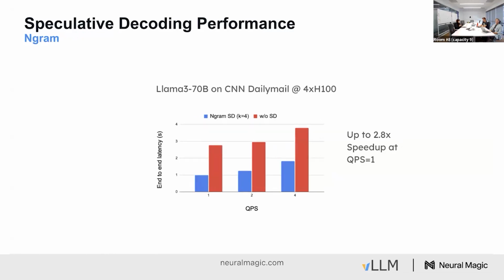And this is for n-gram. As I mentioned before, prompt lookup decoding, or what we call n-gram, works better for summarization datasets. So here we use CNN Daily Mail, a dataset that summarizes Daily Mail articles, and you find that it can achieve up to 2.x speedup when QPS is low.